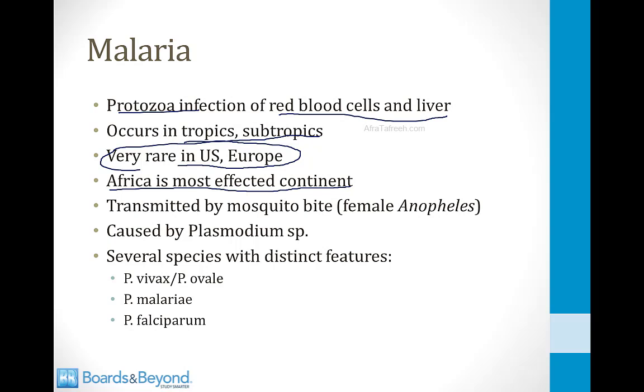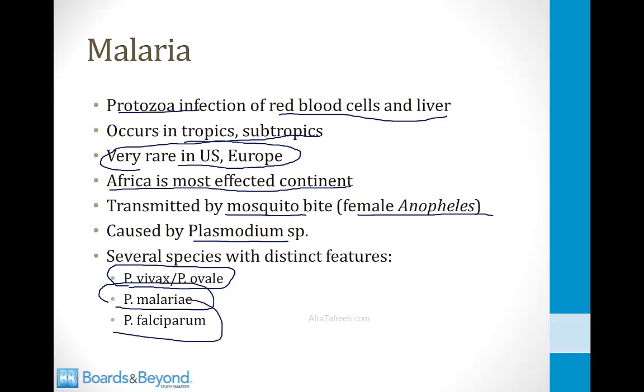The way you get infected by this protozoa is from a mosquito bite. The female Anopheles mosquito bites you and then transmits the protozoa into your skin and blood via its saliva. As I said before, the name of the protozoa that causes malaria is Plasmodium, and there are a couple of different species, and the malaria from each species has distinct features. So Plasmodium vivax and ovale cause malaria with one set of features. Plasmodium malariae causes malaria with one set of features. And then the most dangerous form of malaria is caused by Plasmodium falciparum, and we'll talk about that in a little bit.